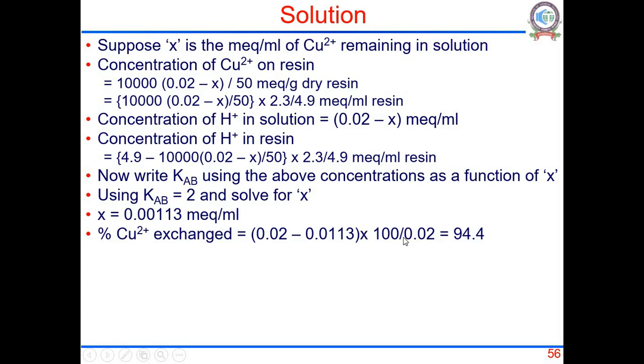Just solve for yourself. Which would mean that 94.4% of copper has got exchanged. Sorry, there's no correction. X is the amount that is remaining in the solution, that is 0.00113. So this should be 0.00113. Okay, so this would be 94.4%.